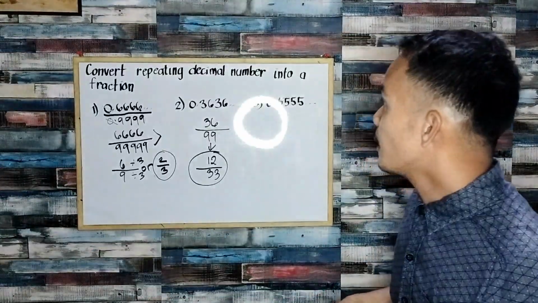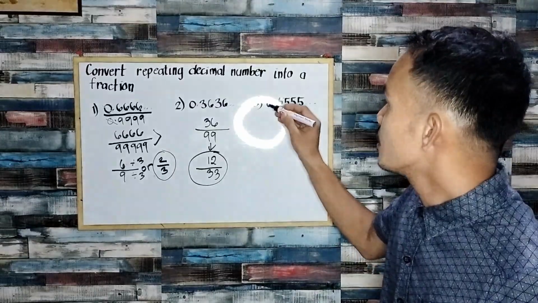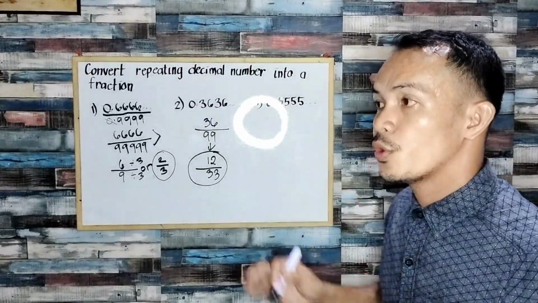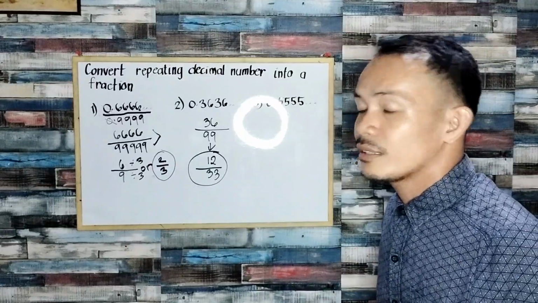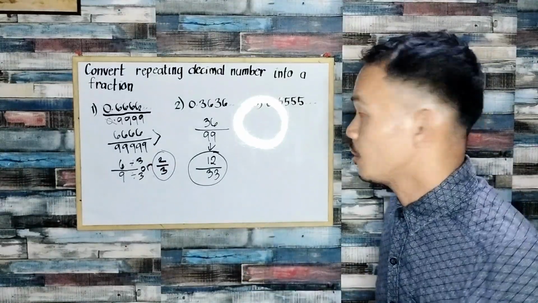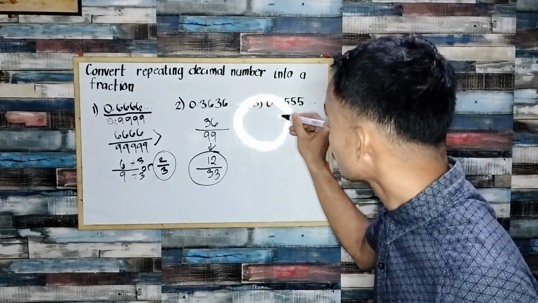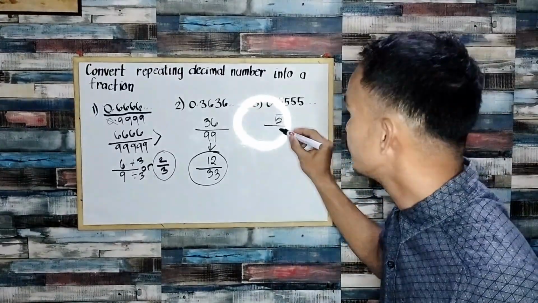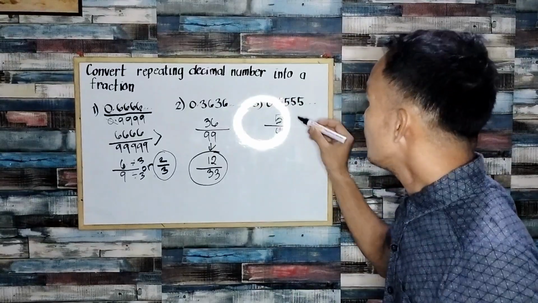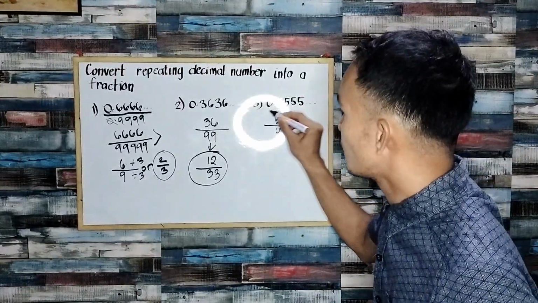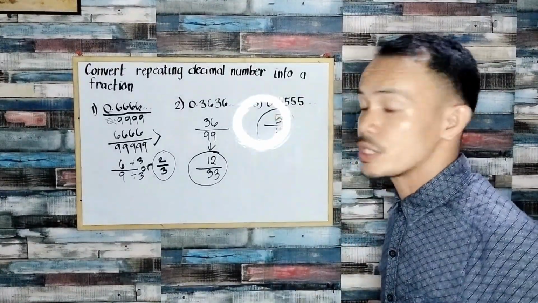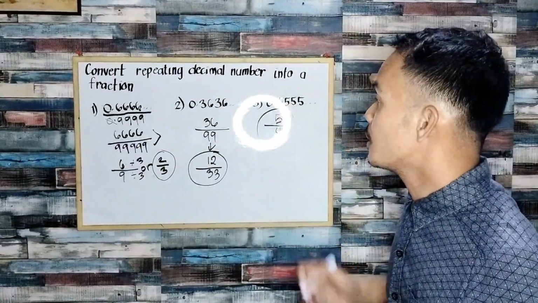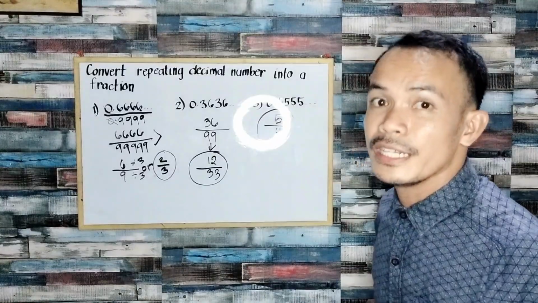Okay, and lastly we have here 0.5555 repeating. As I said, you are going to get the repeating digit, which is 5 over 9, and 5 over 9 is in the simplest form already, so no need for us to simplify. So 0.555 repeating, that is equivalent to 5 over 9.